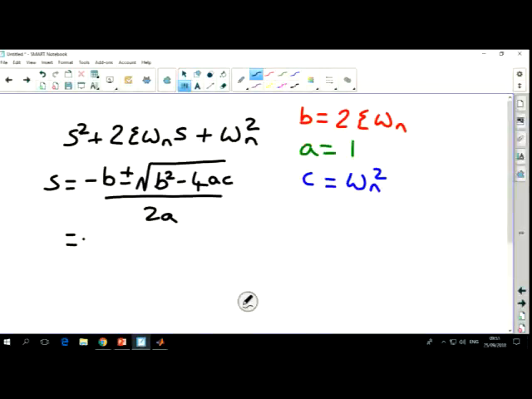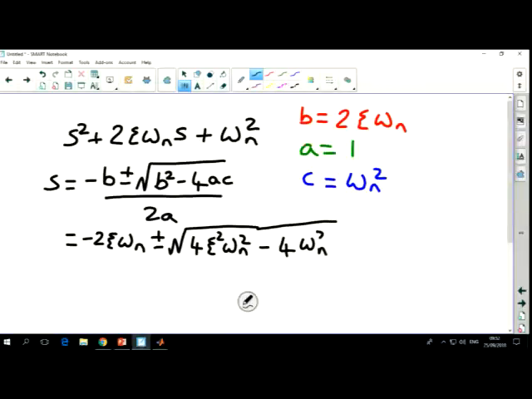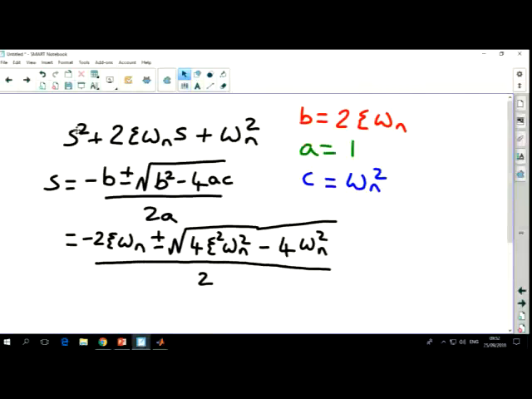So we've got negative B, so that's negative 2 zeta omega n plus or minus the square root of B squared, which is going to be 4 zeta squared omega n squared. That's every term in the B squared. Minus 4 times A times C, which is going to give us 4 omega n squared. All over 2, because it's 2 times 1, which gives you 2.